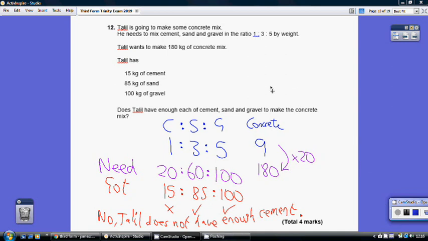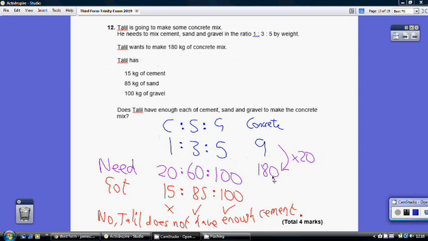Question 12. So Talil is going to make some concrete mix, and in order to make this, we mix cement, sand and gravel to create the concrete in the ratio 1 to 3 to 5. So 1 to 3 to 5. So how many shares is that in total to make the concrete? That is 9 shares.